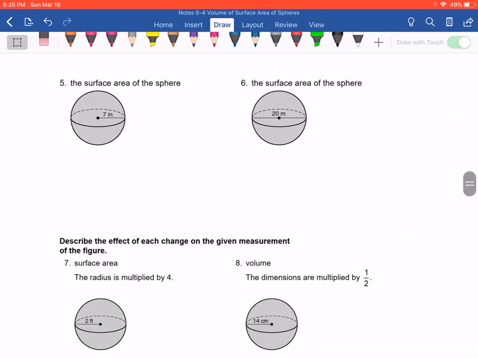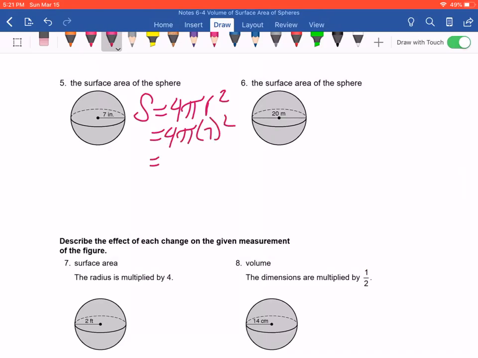If I want to find the surface area of a sphere, remember that is all the areas or all the pieces of the sphere that I can actually see and touch, right? So the surface area is equal to 4 pi r squared. We're going to go ahead and put in that r, so 4 pi 7 squared. 49 times 4, we end up getting 196 pi. We're talking inches, not cubed here. We are talking squared inches.